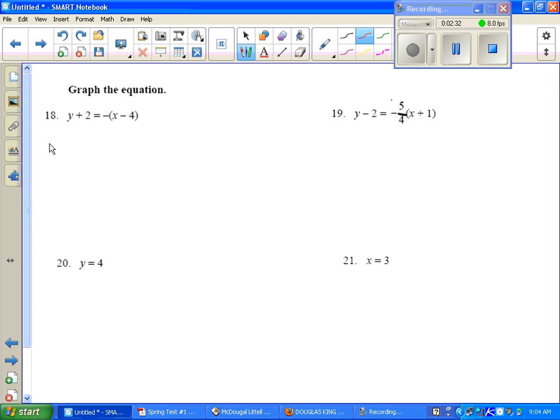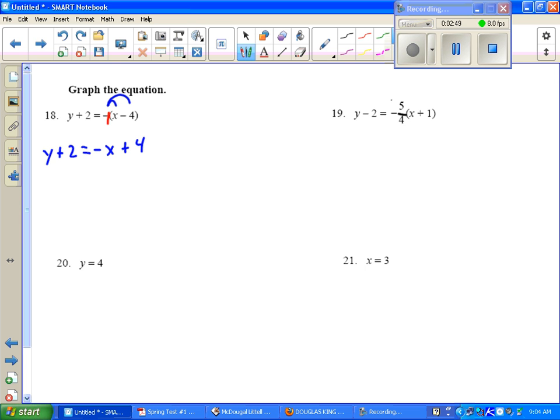You have negative 1 in front of the x minus 4. So distribute negative 1 times x, and you'll get negative x, and negative 1 times negative 4, and you'll get plus 4. So in the second step, you're left with y plus 2 equals negative x plus 4.